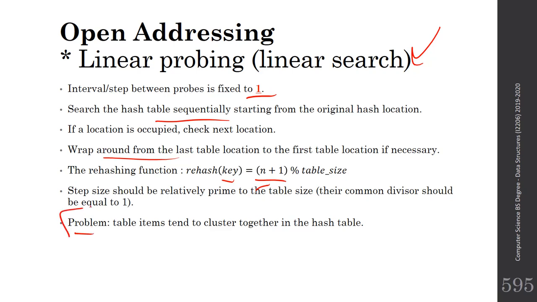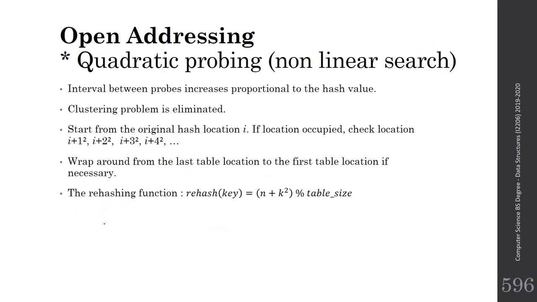So there's a problem here. It's called primary clustering, which is when most of the elements tend to get stuck in the same place. So let's see. There's no example here. So let's move to the second open addressing one. It's called quadratic probing. It's non-linear probing.